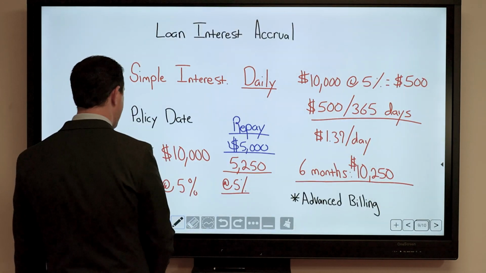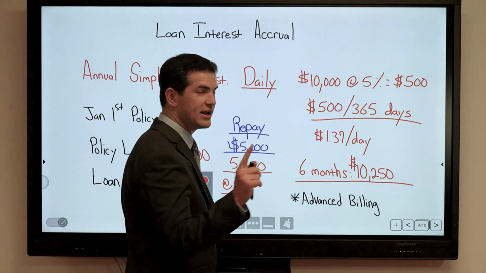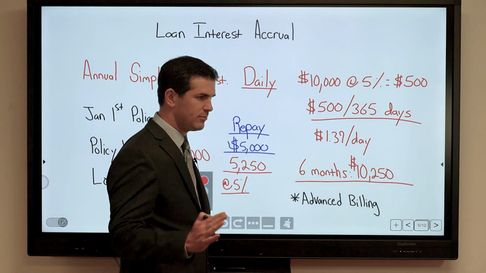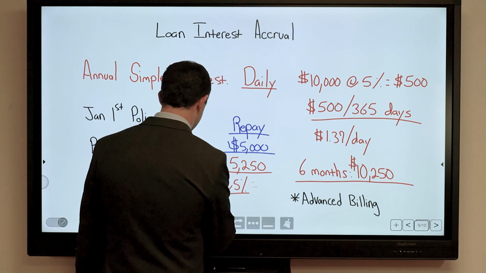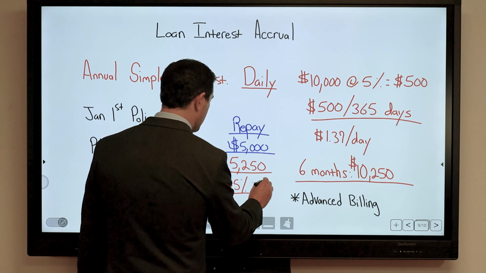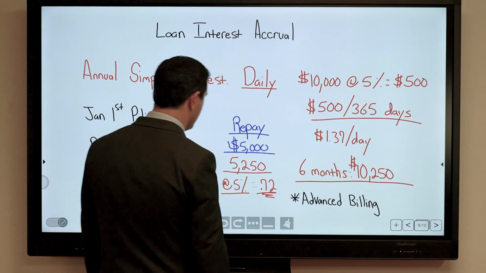So if you are paying a loan down aggressively, meaning more than just one time per year, and you're carving into the principal balance, typically you are going to save yourself in some interest costs.